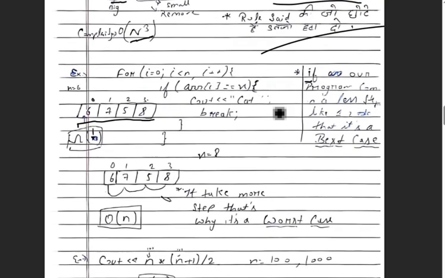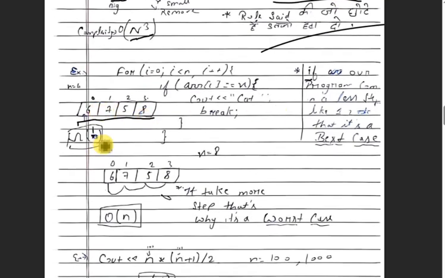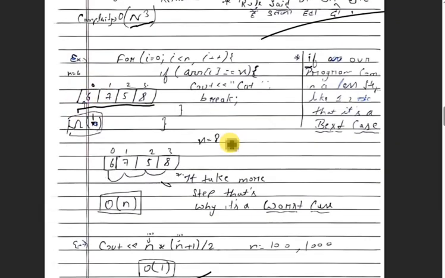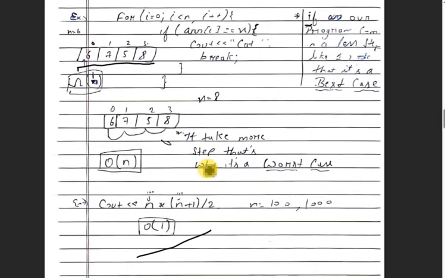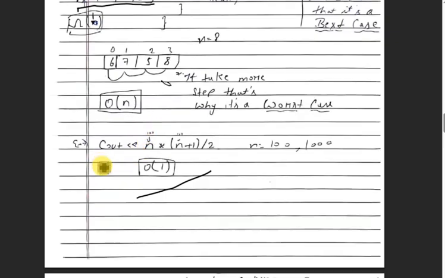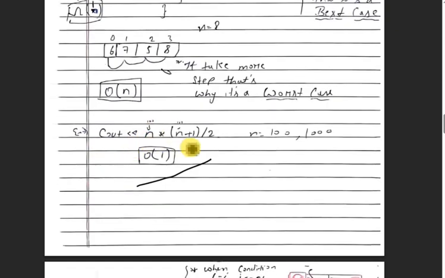This is an example. Big O of 0 is there because we have to find the index element, this 0 index. It takes more steps. That is why it is the worst case. That is the only reason, because it's working n times: 0, 1, 2, 3, 4, 5 like that. Okay. Next we have the example n into n plus 1 divided by 2.